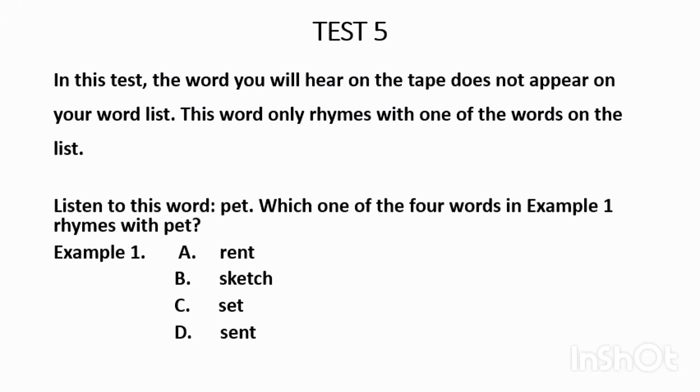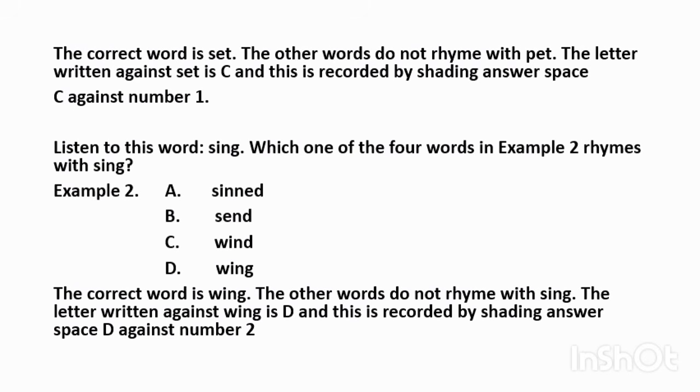Test 5. In this test, the word you will hear on the tape does not appear on your word list. This word only rhymes with one of the words on the list. Example 1. Listen to this word, pet. Which one of the 4 words in example 1 rhymes with pet? The correct word is set. The other words do not rhyme with pet. The letter written against set is C, and this is recorded by shading answer space C against number 1.